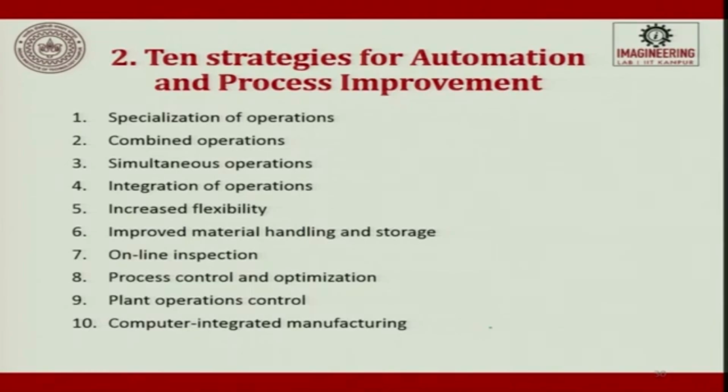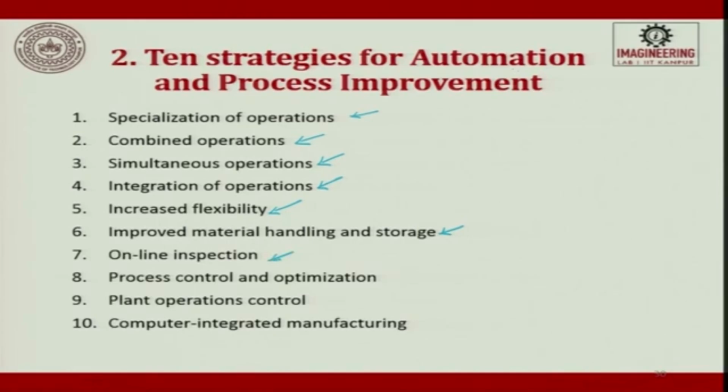The 10 strategies which are generally followed for automating the process or the equipment. First thing is specialization of the operation. Wherever there is a specialization required, you go for automation. Wherever there is a combined operation, go for automation. Where you can do simultaneous operations, go for automation. Where you can integrate, combine and integrate are two things. Combine is join, right? Increased flexibility, and improved material handling and storage are part of automation.